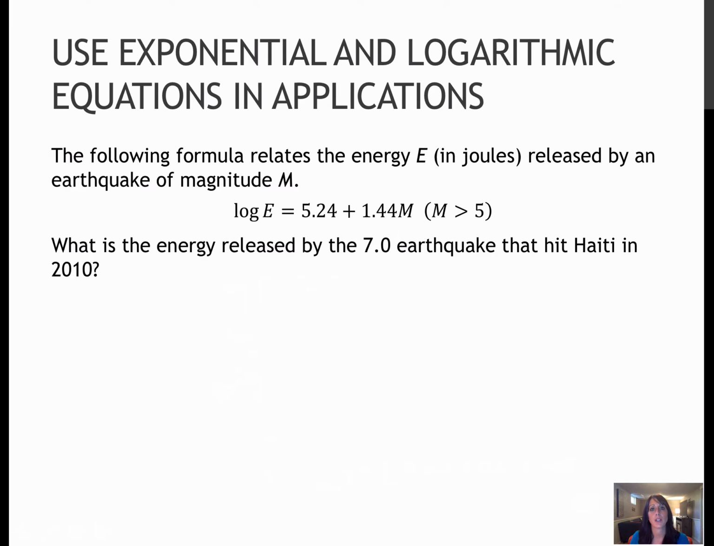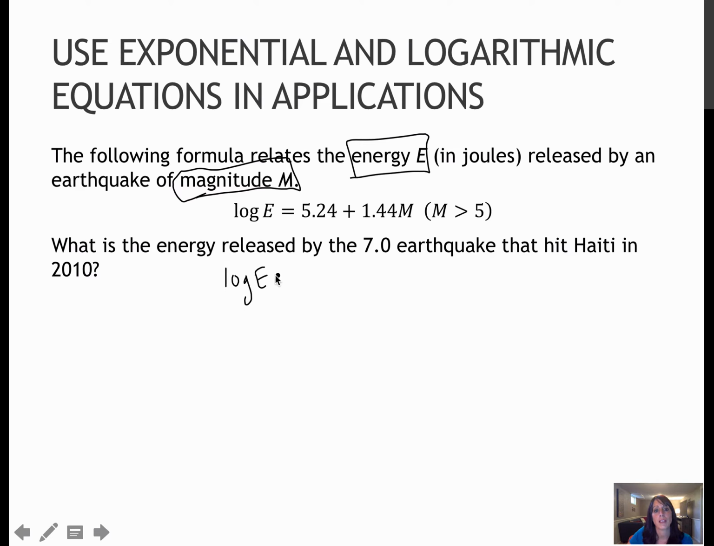Here's another application question, again, using a logarithm. And this one, they've already written that function for us, and they've told us that energy is what E represents in this question, and that magnitude is what M represents in this question. And so they've given me this function to determine the amount of energy based on the magnitude of an earthquake. So of course we all know that Haiti was hit by a massive 7.0 earthquake back in 2010. So let's talk about what energy was released from that.